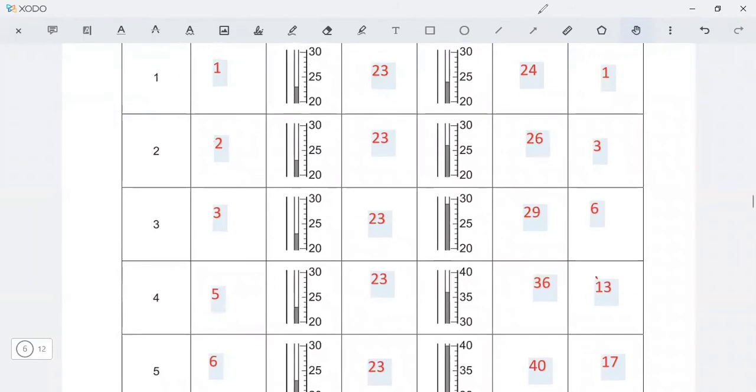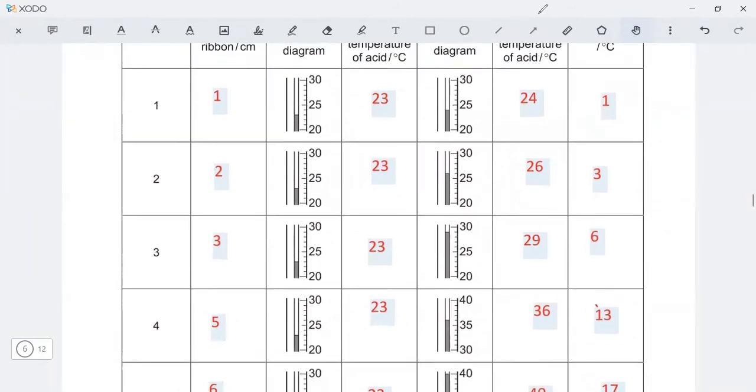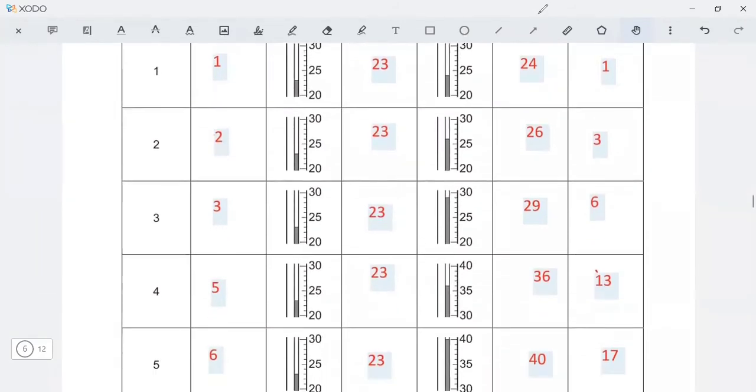Experiment 2, when the magnesium ribbon was 2 centimeter cubed, the temperature increase was 3. First one 1, and then 3, 6, 13, and 17. This information you have to use for the graph. Okay, 1, 3, 6, 13, and 17. Clear? So let us do the graph.